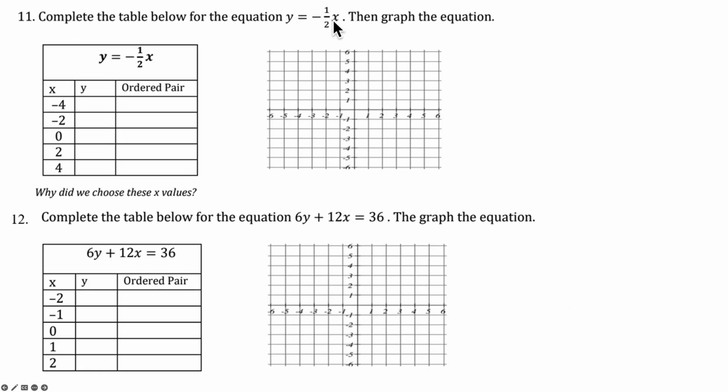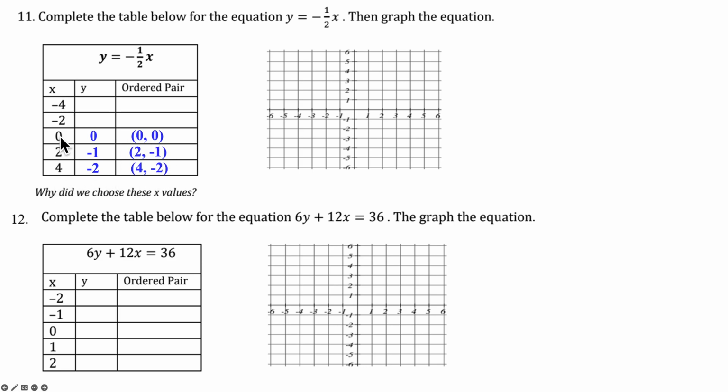Y equals negative 1/2 x. Again, notice that our x's are now counting by 2's because of the denominator. So we put 0 in, we know we're going to get a 0, so we're starting at the origin. I put a 2 in, it's going to cancel the 2 and leave me with a negative 1. And when I put a 4 in, 2 goes into 4 twice, times negative 1 is negative 2. So there's those 2 points.